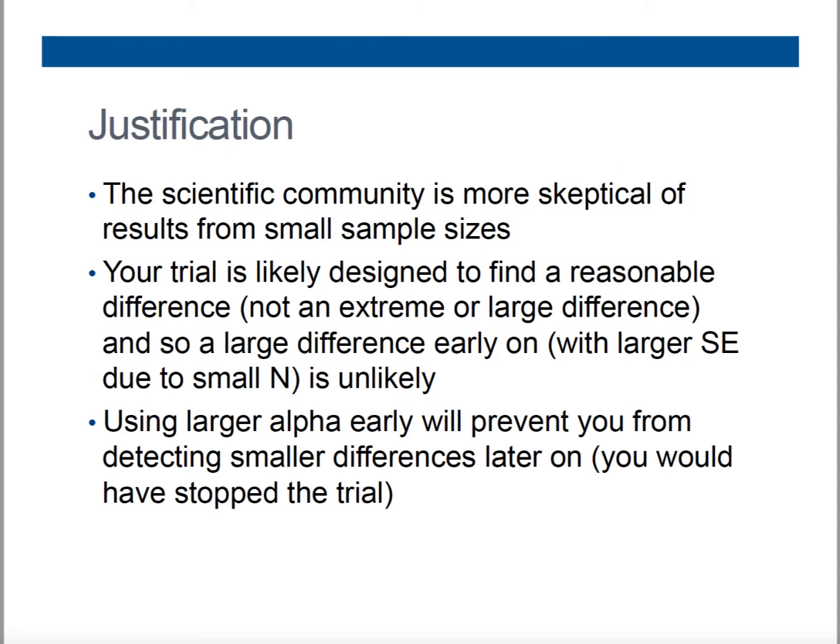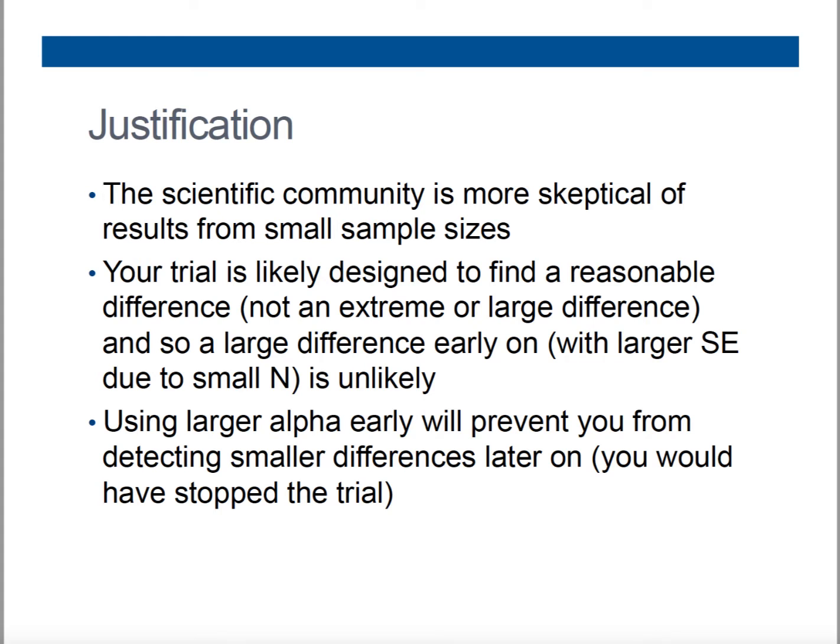The scientific community, of course, is more skeptical of results from small samples. Your trial was designed to find a reasonable difference, not an extreme or large difference. And so a large difference early on is going to be unlikely, especially with a larger standard error due to a small n. Using a larger alpha early will prevent you from detecting smaller differences later on.